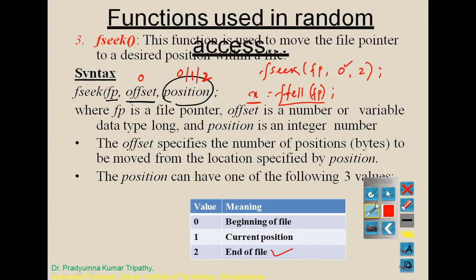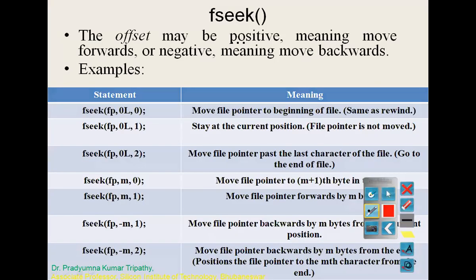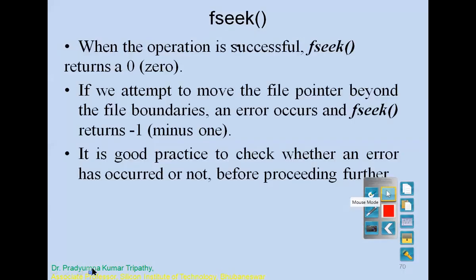So we can use it in this way, either 0, 1 or 2. There are different examples that show how to move. If it is 1, it is from the current location. 0 is from the beginning. 2 is from the end. So wherever you see 2, it should be either 0 or minus. So next slide, this I already said.